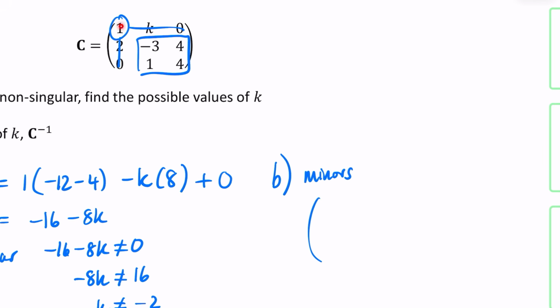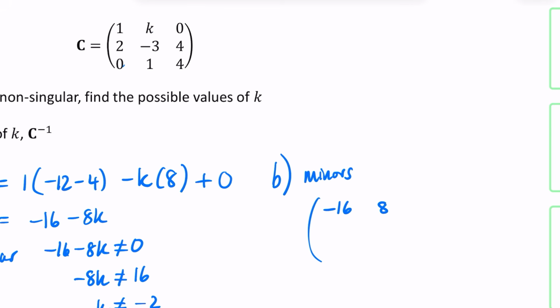The 1 is going to be replaced with the minus 12 minus 4, which is minus 16. The k part that we've got here is going to be replaced by the 2 times the 4 minus the 0. So it's just going to be replaced by an 8.